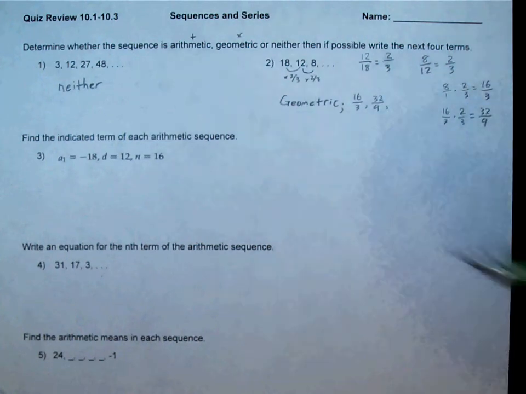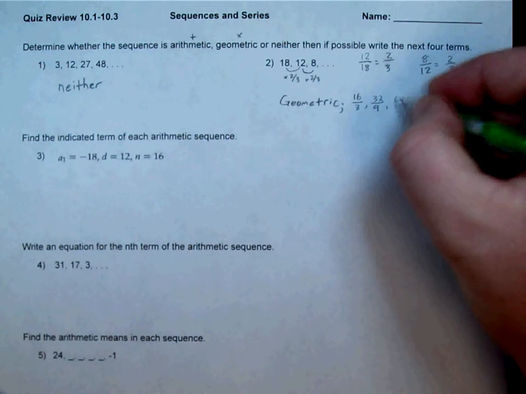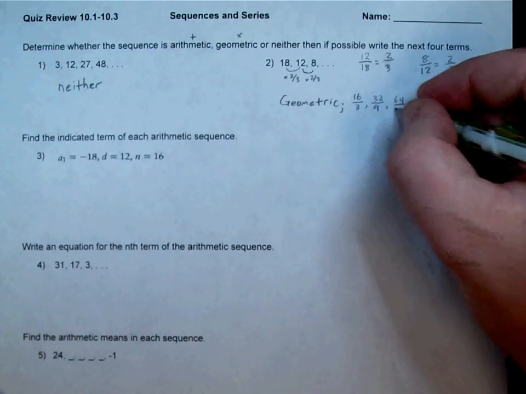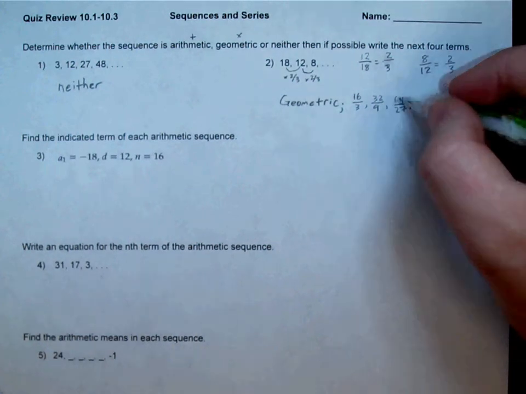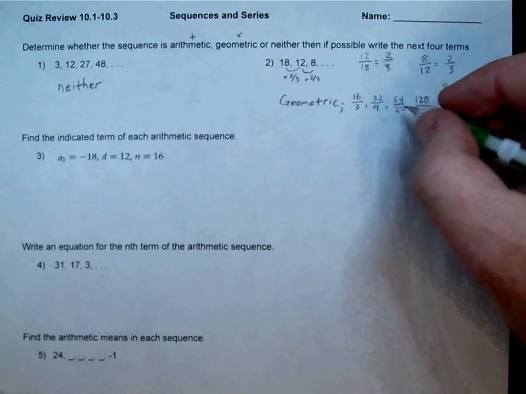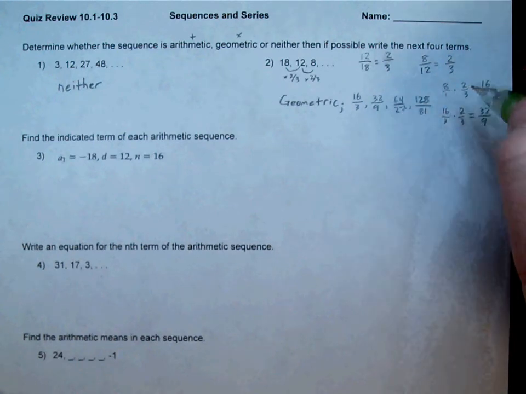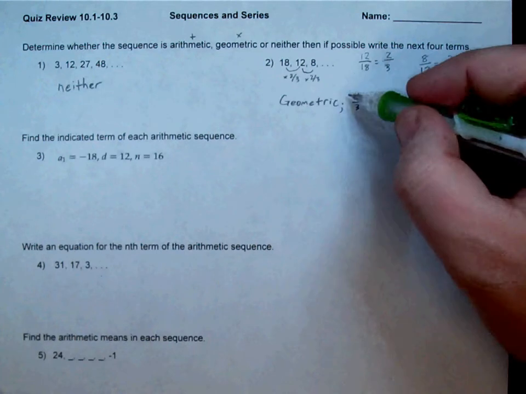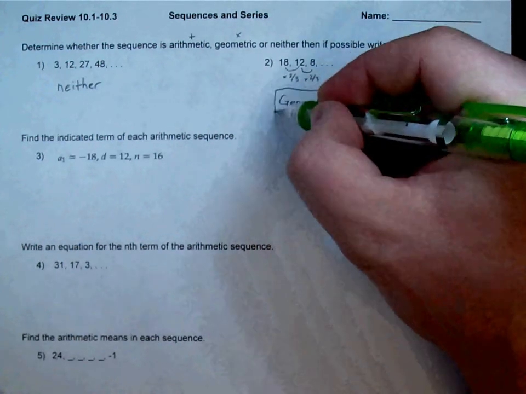Multiply by 2/3 again. Multiply the numerator by 2. 32 times 2 is 64. Multiply the denominator. 9 times 3 is 27. And then do it again. Multiply by 2/3 again. 64 times 2 is 128. 27 times 3 is 81. So I guess I should have also circled geometric.